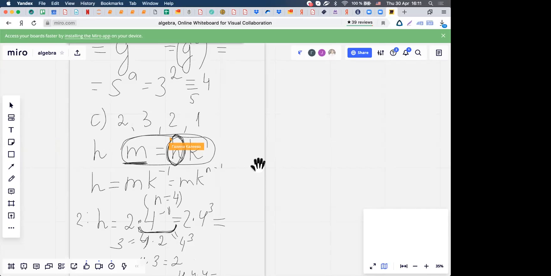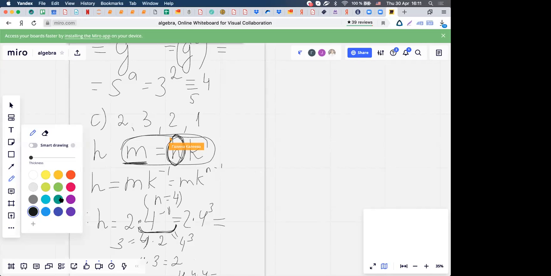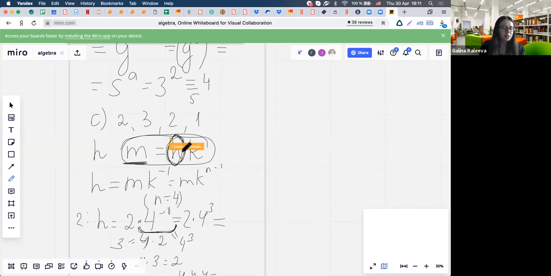But how to... Excuse me. Can you please use another color pen? Because it makes it really messy, and I don't quite get what's going on here. Okay. I'll take green.